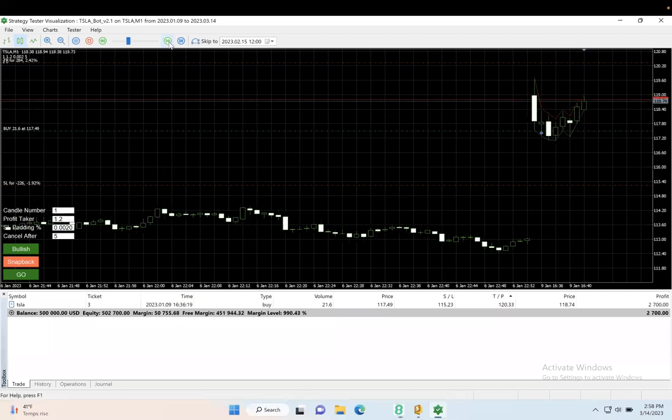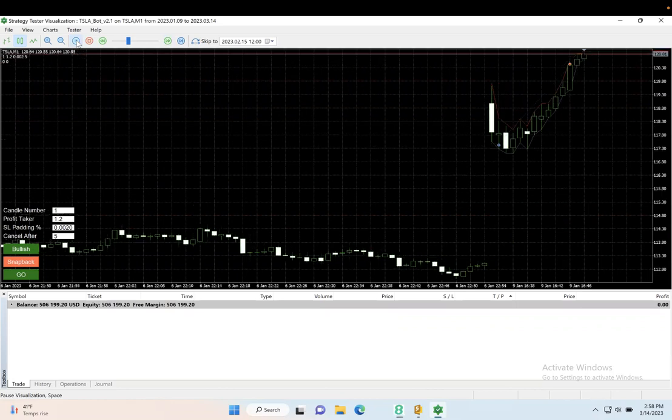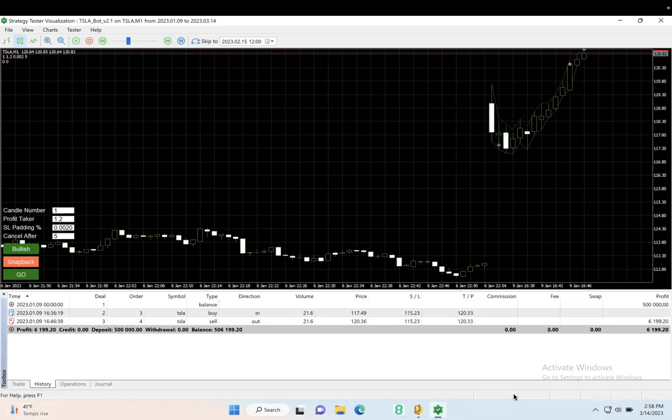Let's see if I can speed this up a little bit and see how this ends up working. It looks like it's going to be doing well, and there we go. Quick win. This was set to a 1.2R. You'll see over here my profit taker was set to 1.2R, and I am using a 500K account, so $5,000 of risk, a quick $6,200, and that is on the TSLAbot using the bullish snapback. And literally all it does is it calculates everything for me. When I hit the go button, my orders are pre-calculated.